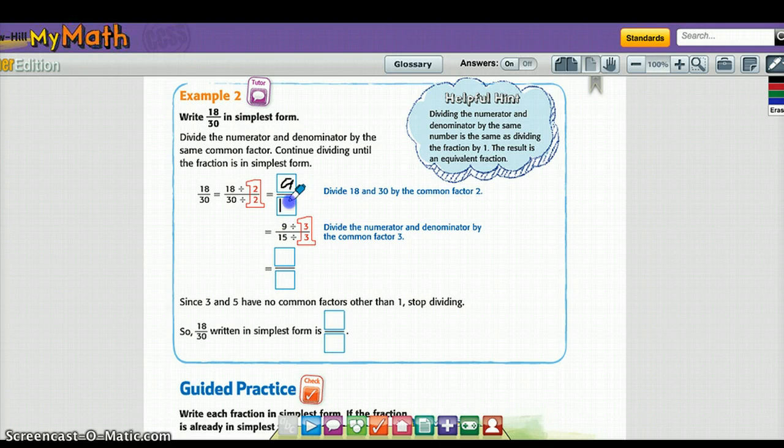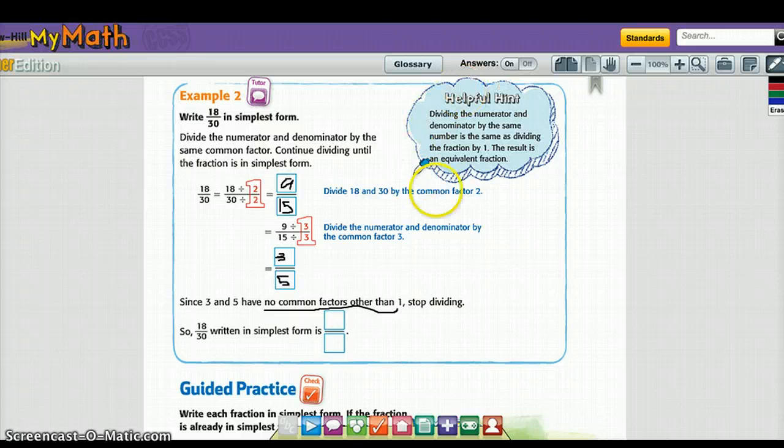Well, those are not our simplest form because they still can be divided down more. So we can divide each of those by 3 because 3 is a factor of 9 and it's a factor of 15. If I divide each of these by 3, I would get 3/5. At this point, it is our simplest form because they once again have no common factors other than 1. So then we stop dividing. In simplest form, it is 3/5.